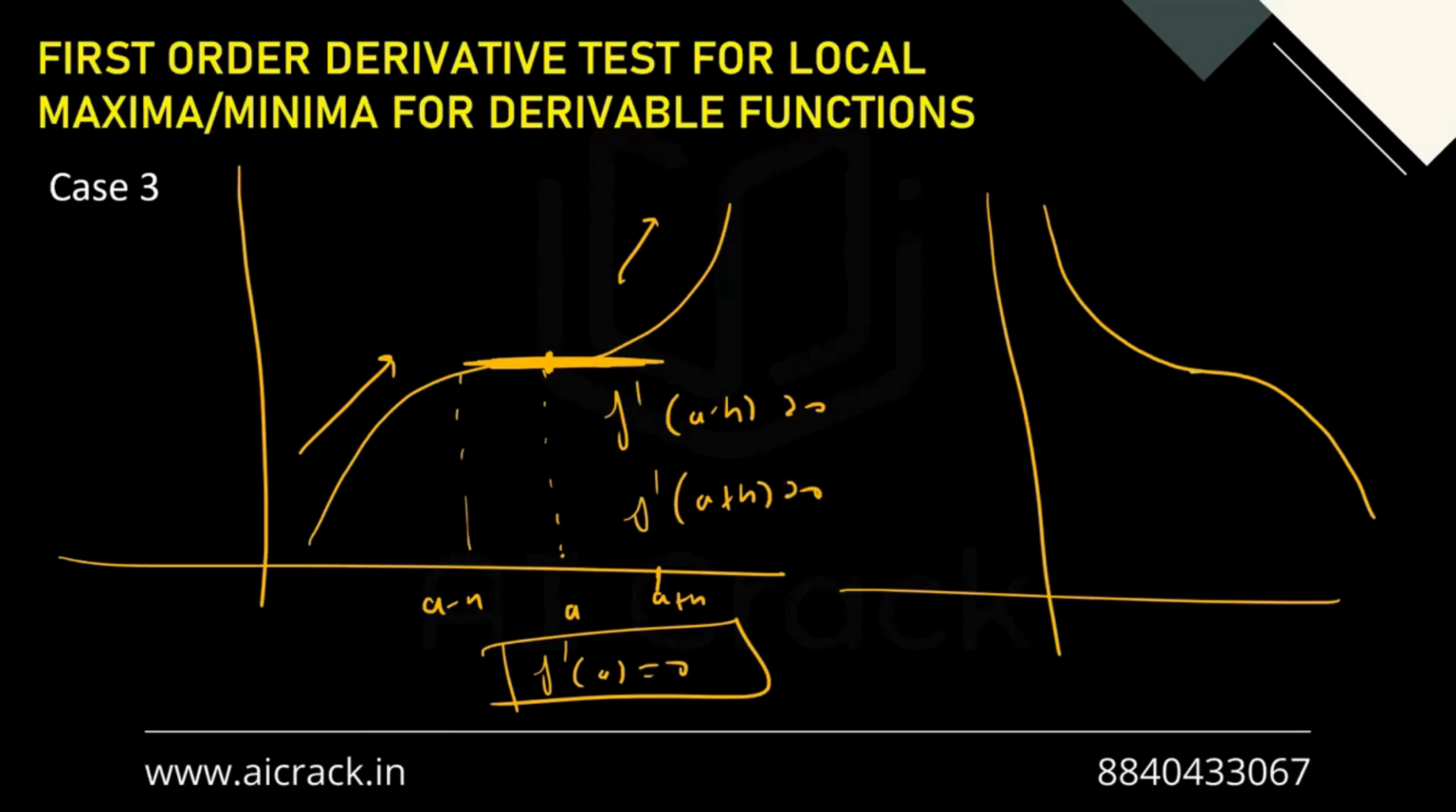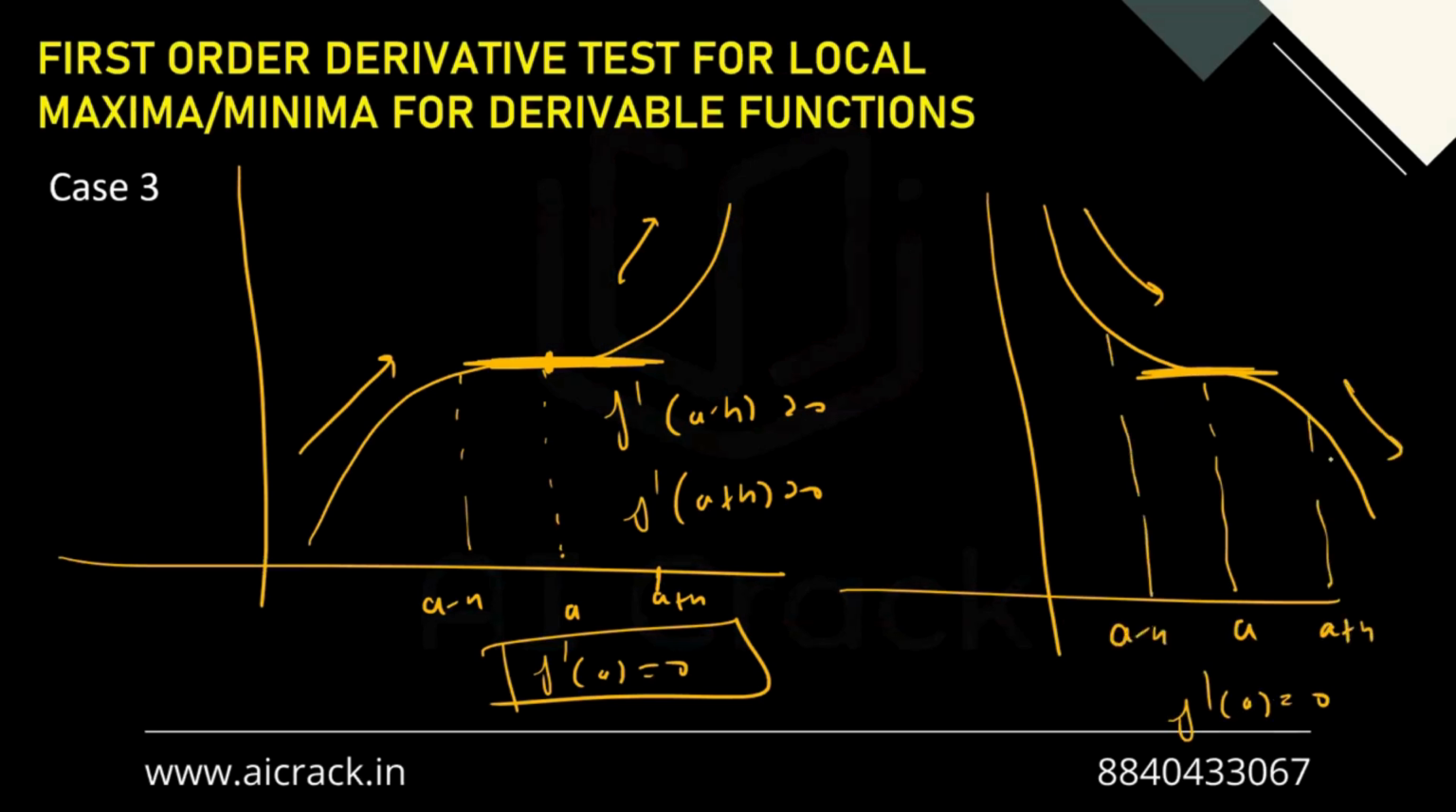Now in this case, again, at this particular point a, f dash a equals 0. But over here the slope is negative, and over here the slope is negative. So if you talk about a minus h and a plus h, f dash a minus h is less than 0, and f dash a plus h is also less than 0. So in this case we say that we have an inflection point. It's neither maxima nor minima, it's actually an inflection point.